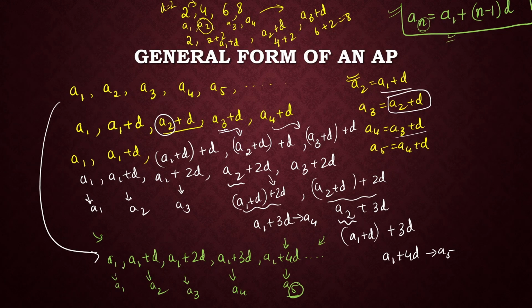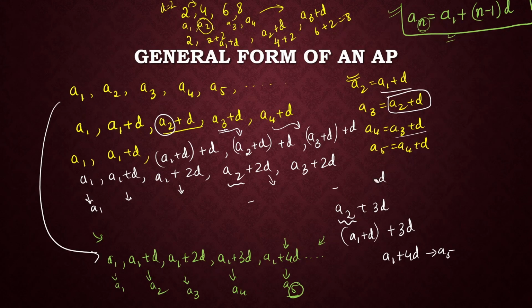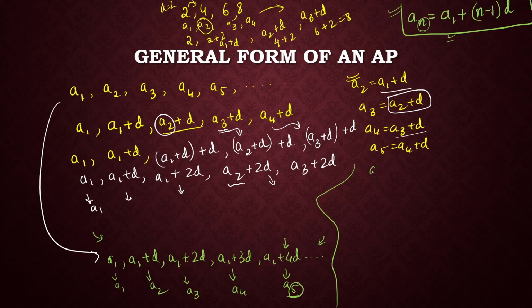So this is your general form of an AP, A1, A1 plus D, A1 plus 2D, A1 plus 3D, and it goes on. Okay, now what happens if I subtract A1 from A2? If I do A2 minus A1, then what will happen? Let me see that. Here, if I do A2 minus A1, now what is A2? It is A1 plus D. And what is A1? It is A1. So what will you obtain? You will get D.